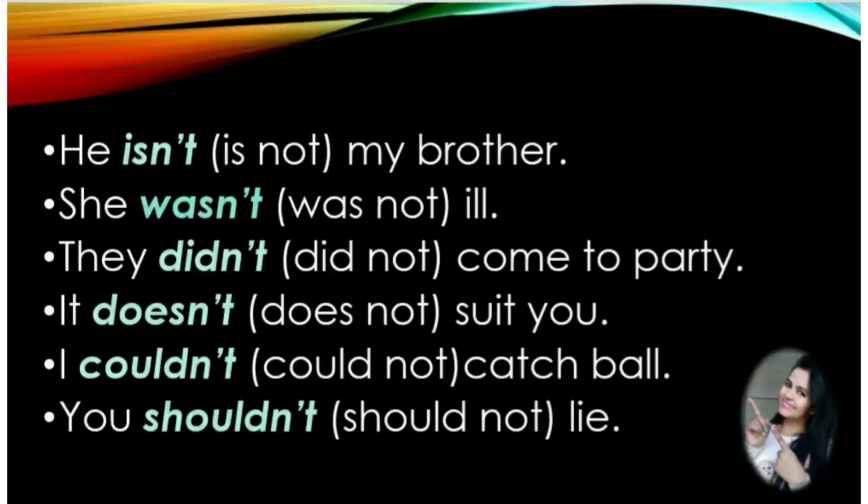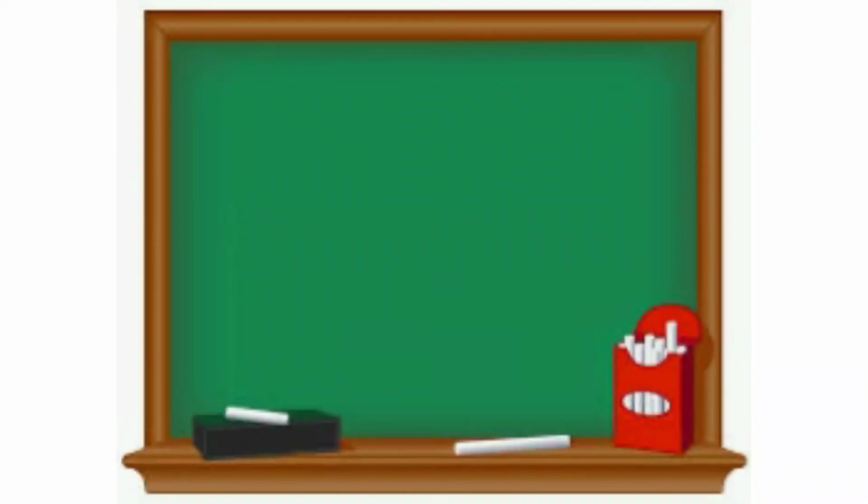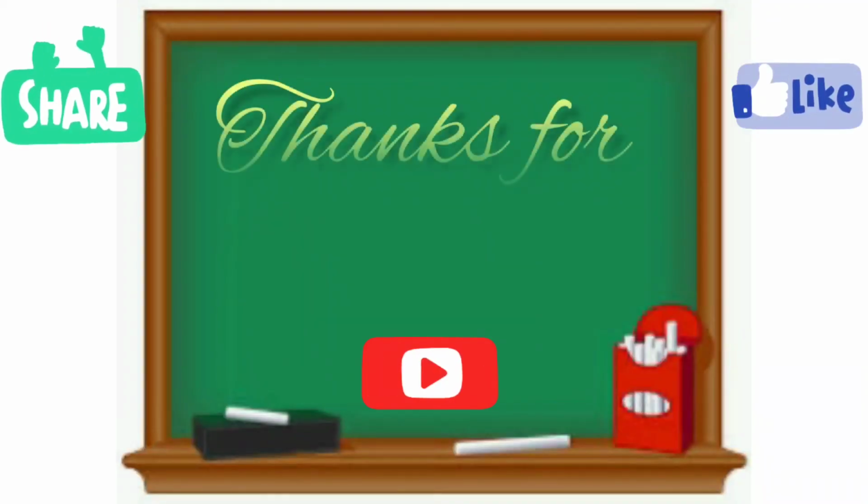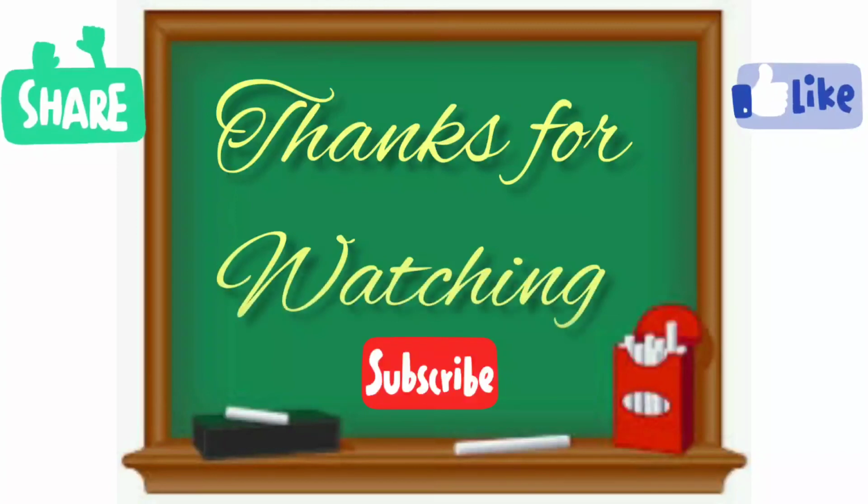Now, let's see the examples in sentences. He isn't my brother. She wasn't ill. They didn't come to the party. It doesn't suit you. I couldn't catch the ball. You shouldn't lie. So all these are contracted forms of words. I hope now you can read them.